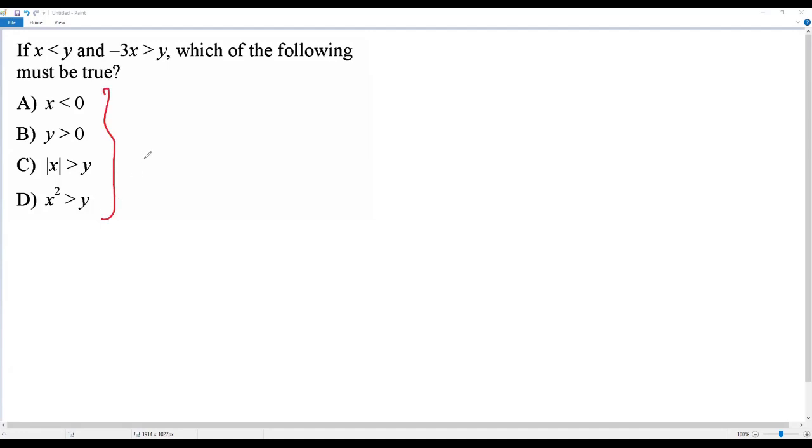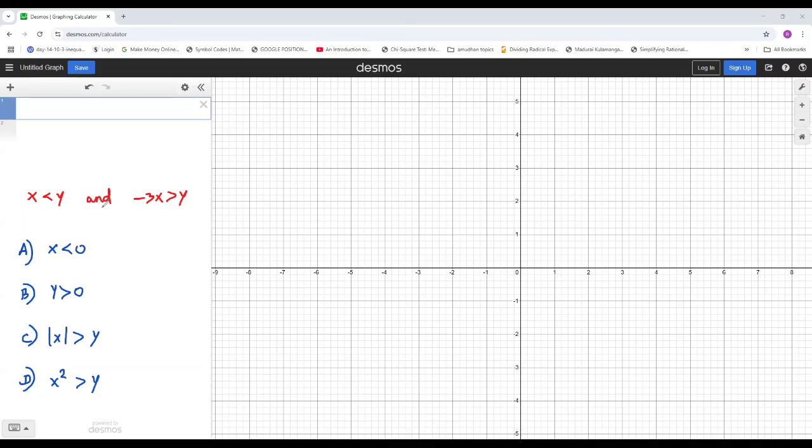Since this is a digital SAT, we can use the Desmos graphing calculator to solve this problem. Now let's go to the Desmos graphing calculator. Here we have the Desmos graphing calculator. Now I'm going to give these two inequalities as the inputs. Let me give the first inequality, x less than y, as input. That is x less than y.